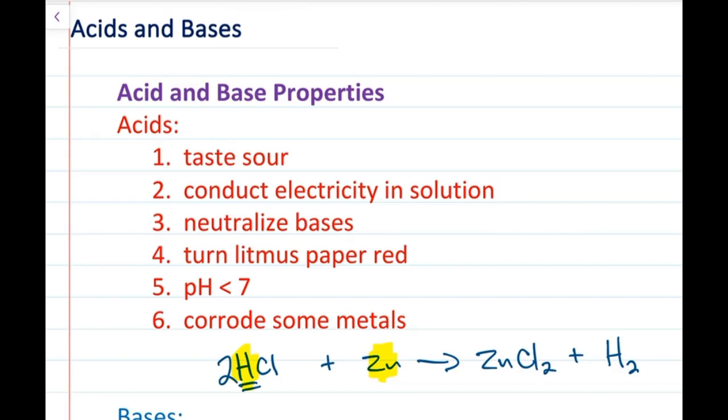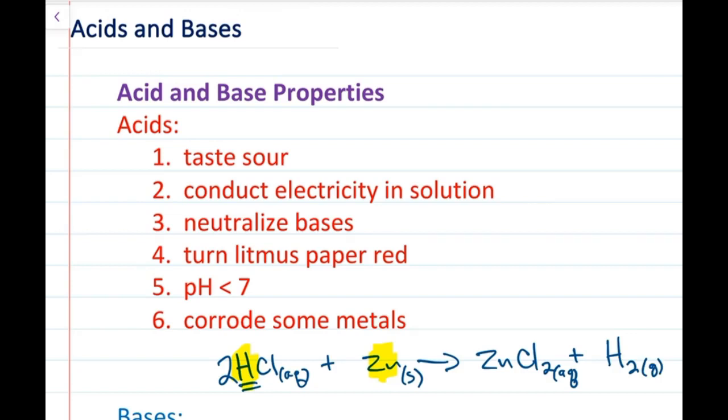But since the only solid in this whole equation is the zinc, it's really the zinc replacing the hydrogen in the aqueous solution, but it's described as the metal being corroded because we don't have that solid anymore. We have aqueous zinc chloride and hydrogen gas given off. So it's just a single replacement reaction when that happens.